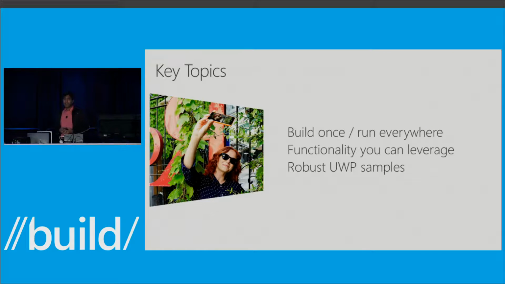As you have heard in the keynote and various other sessions, convergence of APIs across various device form factors is a key theme this year. You can now build your app once and run it on all your Windows devices. We'll begin by covering some of the new functionality that you can leverage starting with Windows 10. And in order to get you started easily, we have some great universal Windows platform samples that Mike will walk us through later in the session.